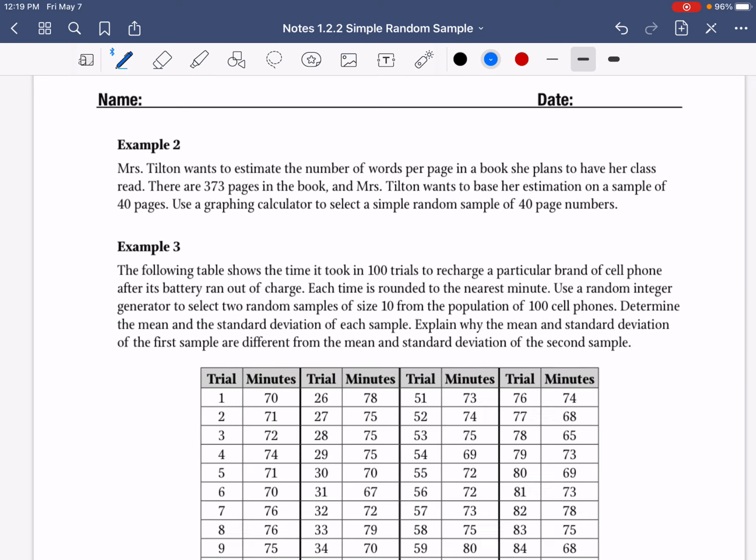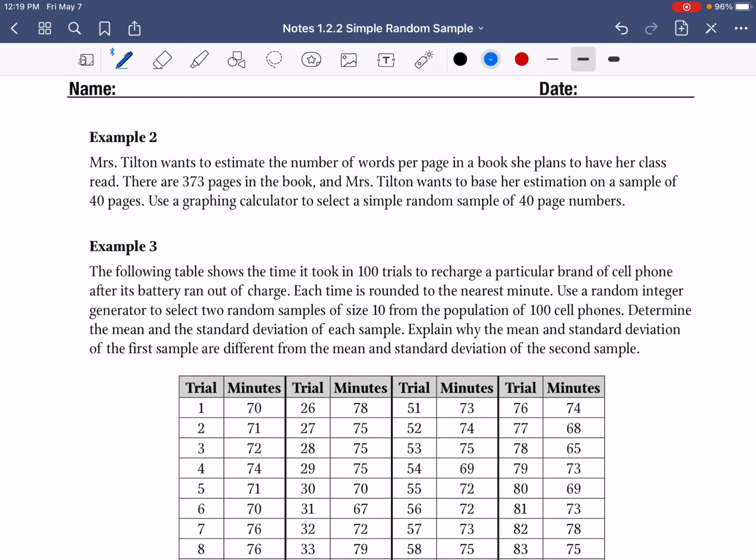All right, let's go to example number 2. It says, Mrs. Tilton wants to estimate the number of words per page in a book she plans to have her class read. There are 373 pages in the book. Mrs. Tilton wants to base her estimate on a sample of 40 pages. Use a graphing calculator to select a simple random sample of 40 pages.